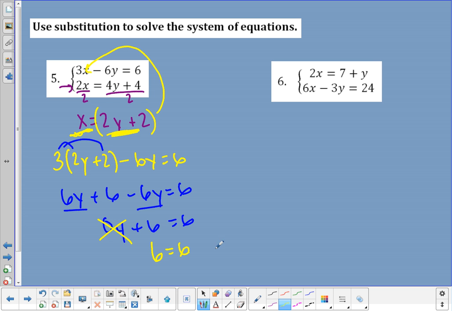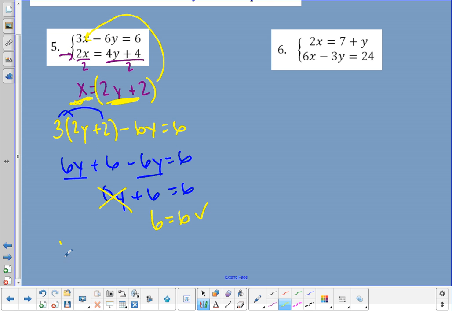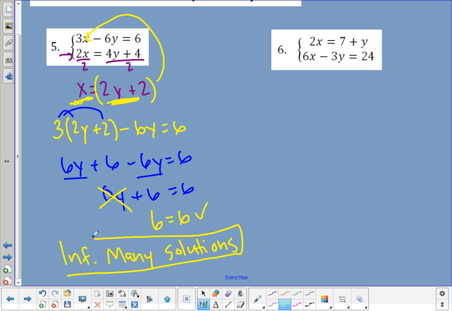And this is the point where you ask yourself, is that a true statement or a false statement? And in this case, it's true. 6 does in fact equal 6. So you're done. You know that this is infinitely many solutions because your variables both dropped out and you were left with a true statement. So you have infinitely many solutions.